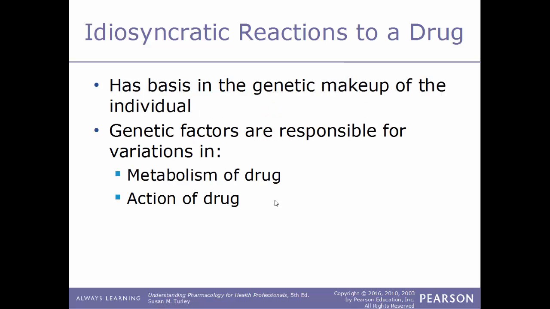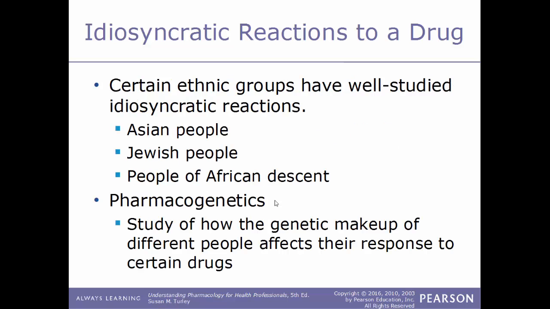Now, the basis of these idiosyncratic reactions is the genetic makeup of the individual. Some genetic factors are responsible for the variations in the action of a drug and the metabolism of a drug. Now, certain ethnic groups have well-studied idiosyncratic reactions to drugs, such as Asian people or Jewish people or people of African descent. And that leads you to pharmacogenetics. This is the study of how the genetic makeup of different people affects their response to certain drugs. And of course, this is something that the patient can't control. But knowing how certain drugs may affect different groups of people differently is important to understand before you prescribe these drugs.